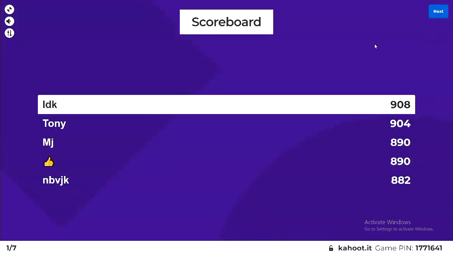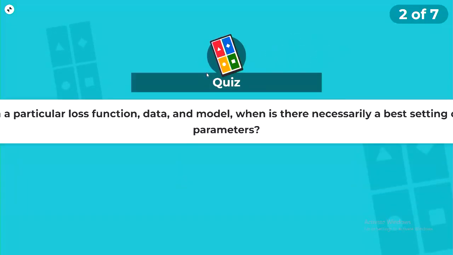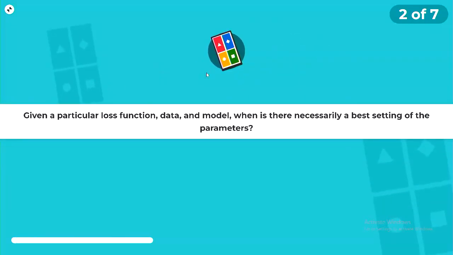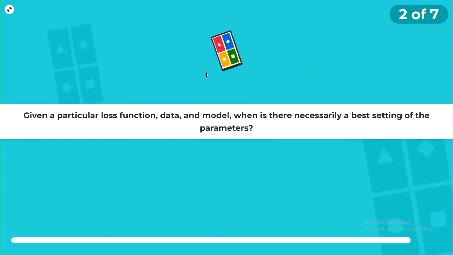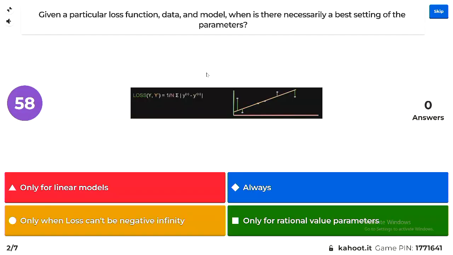Let's see. Next up. Given a particular loss function, data, and model, when is there necessarily a best setting of the parameters? Is it only for linear models? Is there always a best setting? Only when the loss can't be negative infinity, or only for rational value parameters?